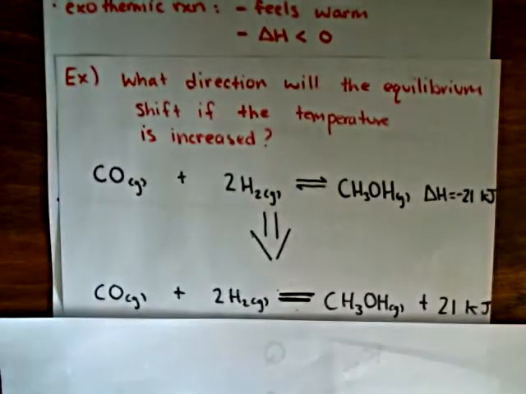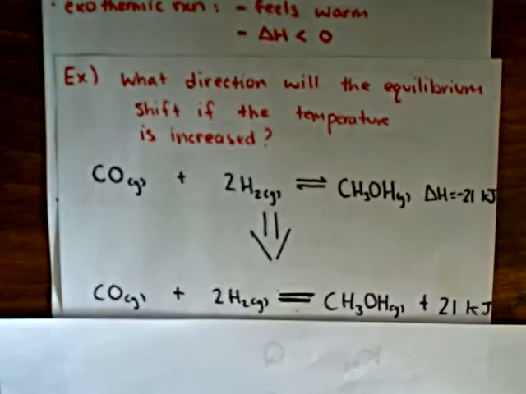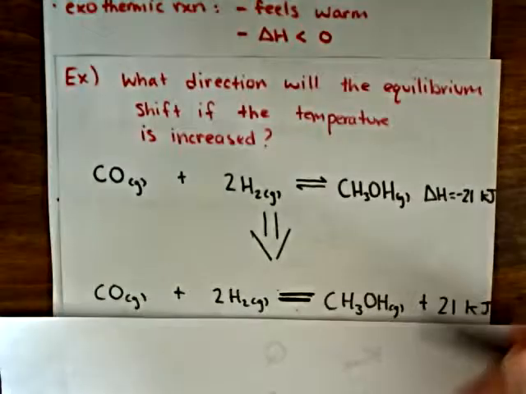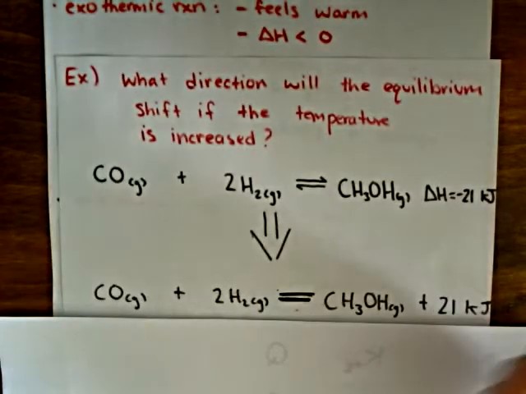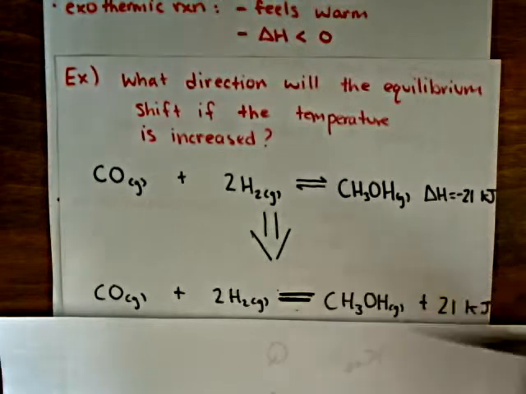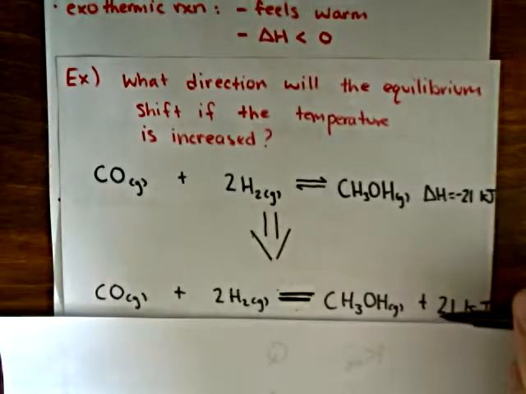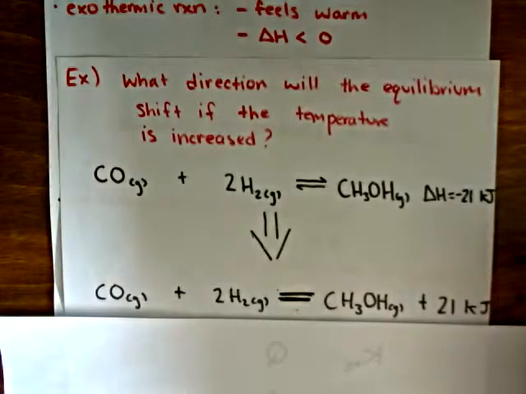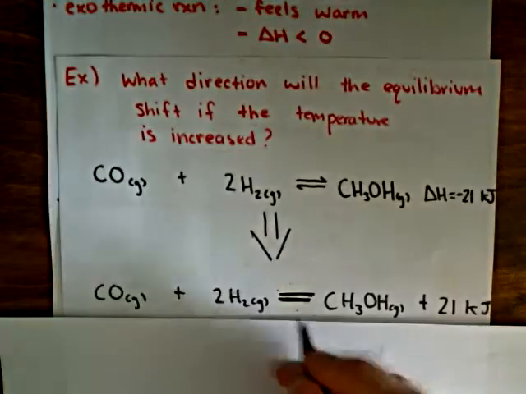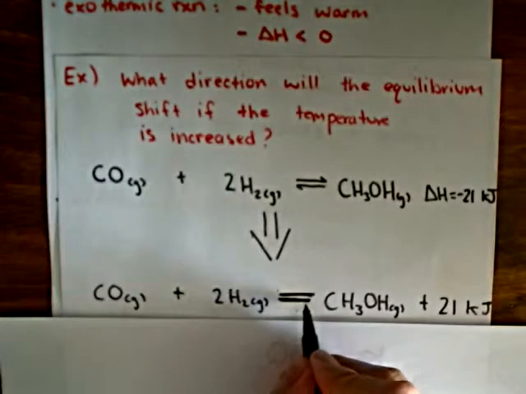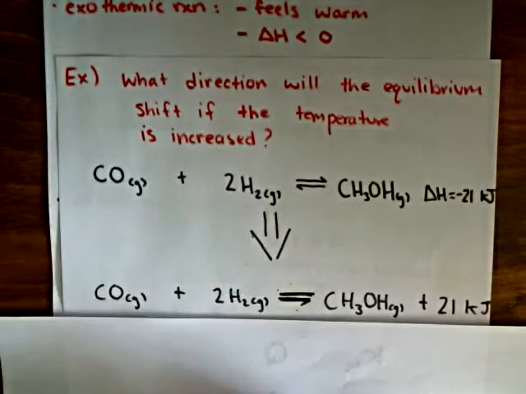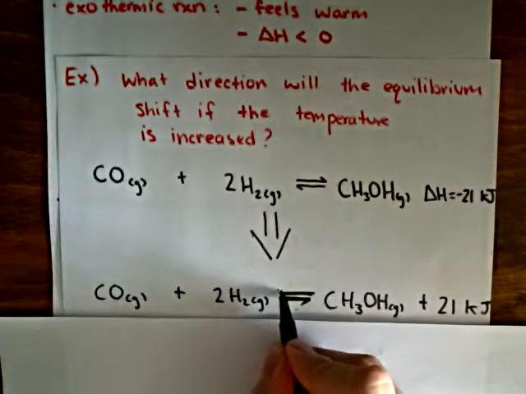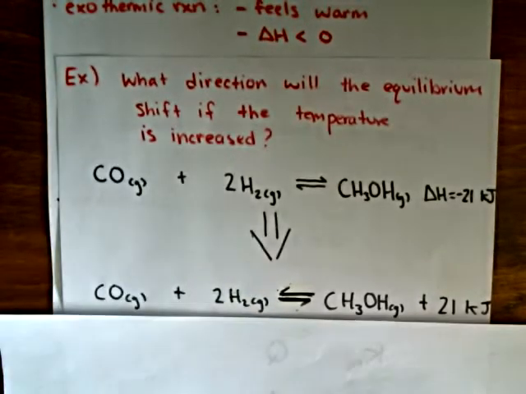Carbon dioxide plus hydrogen will be in equilibrium with the methanol and 21 kilojoules of energy because it's exothermic. In an exothermic reaction, energy is a product. So in order to use this trick, remember the bottom arrow has to point in the direction of the energy. Okay? Therefore, the top arrow will point in the opposite direction.